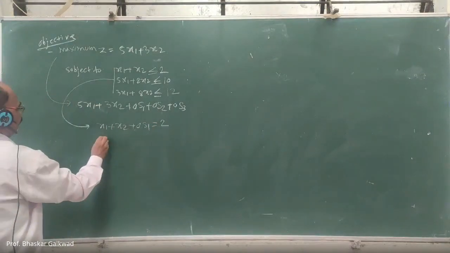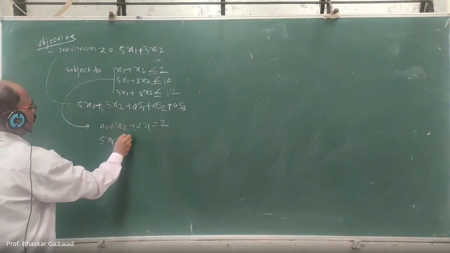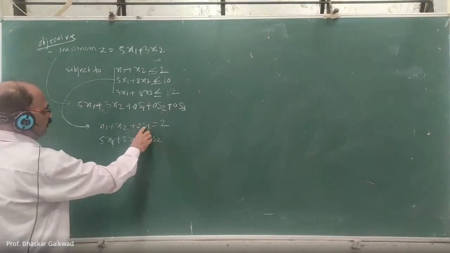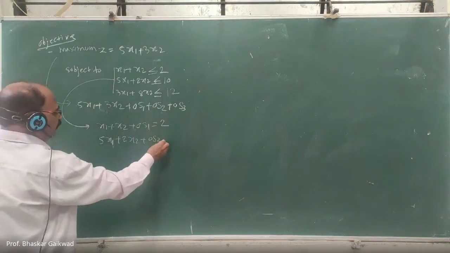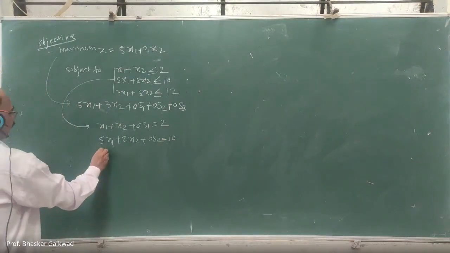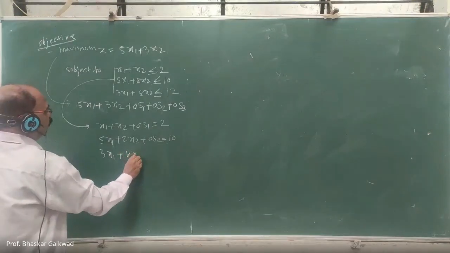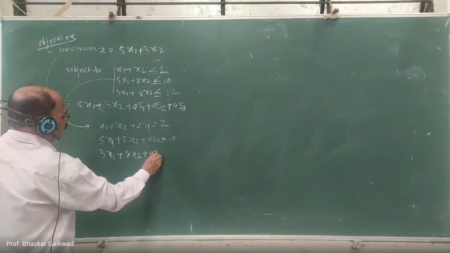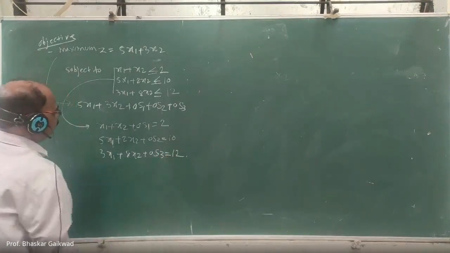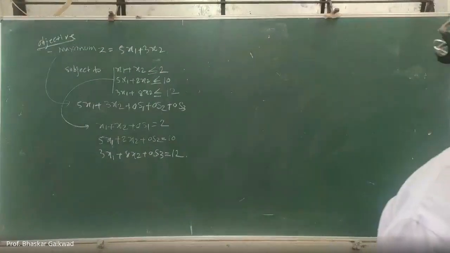After that, 5x1 plus 2x2 plus 0 s2 equal to 10. If there is no s1 or no s3, then it is the same. So here 3x1 plus 8x2 plus 0 s3 equal to 12. Clear?